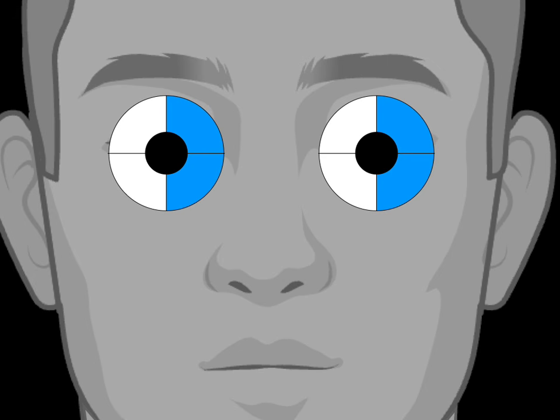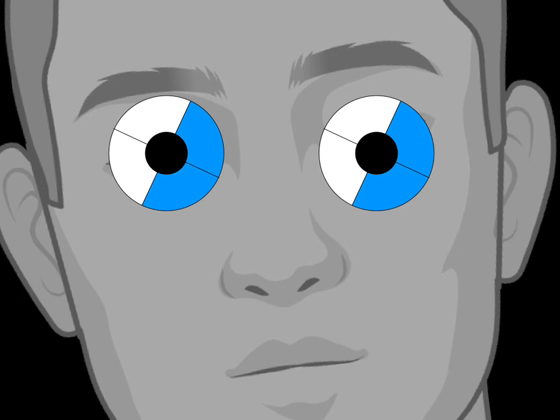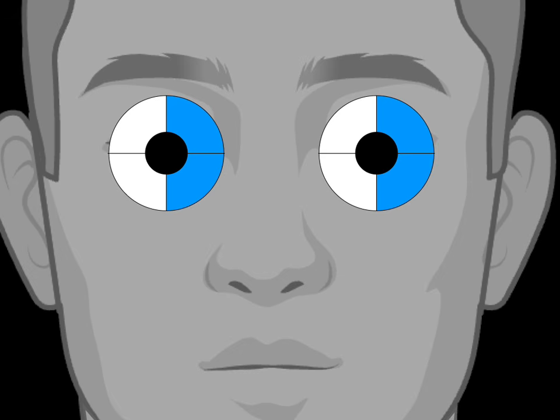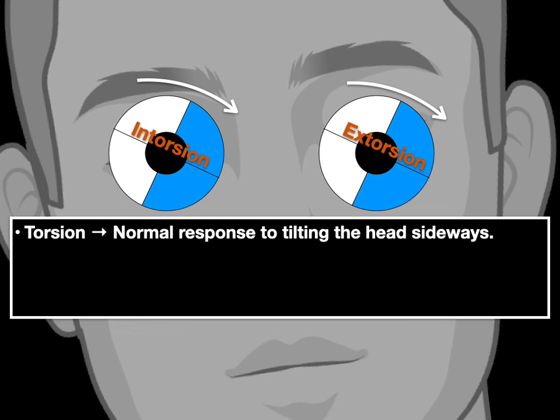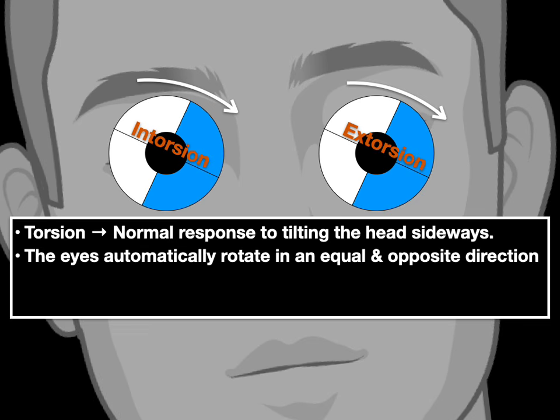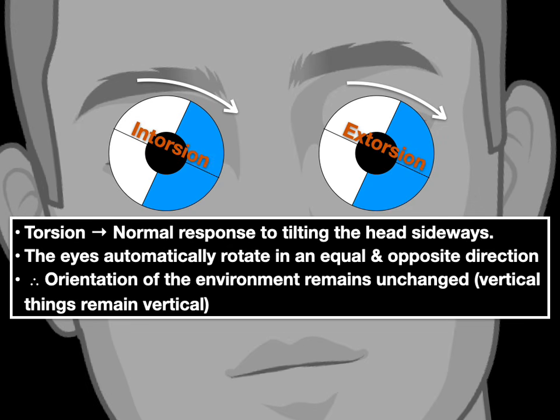Okay. Here we have a patient looking forward. Notice that to get conjugate gaze, when the head is tilted, you have torsion of the eyes. Torsion is the normal response to tilting the head sideways. The eyes automatically rotate in an equal and opposite direction. Therefore, the orientation of the environment that you're seeing remains unchanged. Vertical things remain vertical. This conjugate gaze is very important. You know conjugate gaze because if you go cross-eyed, your eyes are not parallel and you get double vision. But it happens in the Z-axis of the eye as well with torsion.